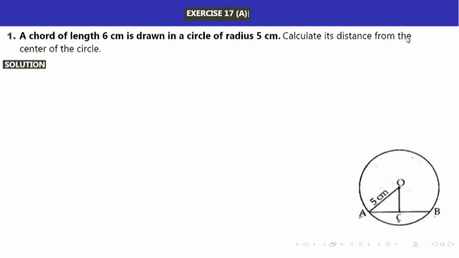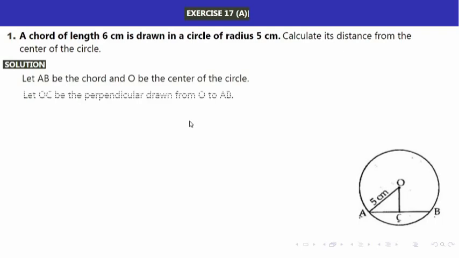Calculate its distance. That means you need to calculate the distance of the chord from the center. So basically you have to calculate OC, because if AB is the chord, then OC will be the distance of the chord from the center. Now I told you how you measure distance: you have to drop a perpendicular. So OC is perpendicular to AB, isn't it? AB is the chord and O is the center of the circle.